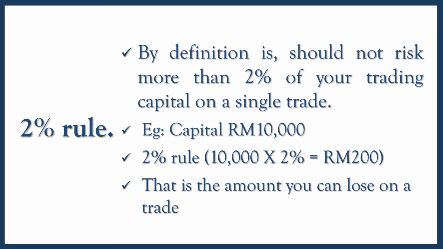Okay, ini salah satu, kita start 2% rule. By definition, you should not risk more than 2% of your trading capital on a single trade. Okay, contoh katakan modal you ada RM10,000. 2% rule maknanya on every trade your risk is only RM200. Katakanlah harga tu start jatuh, alamak, loss RM50, loss RM60. By the time dia hit saja you punya loss RM200, then you must exit no matter what.